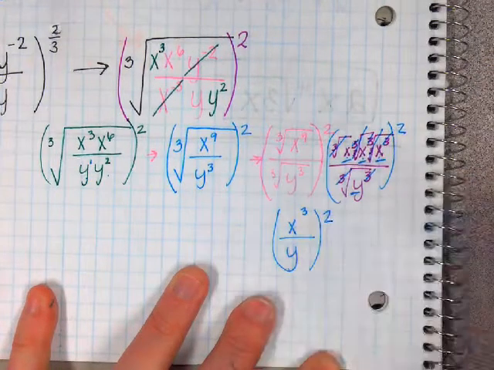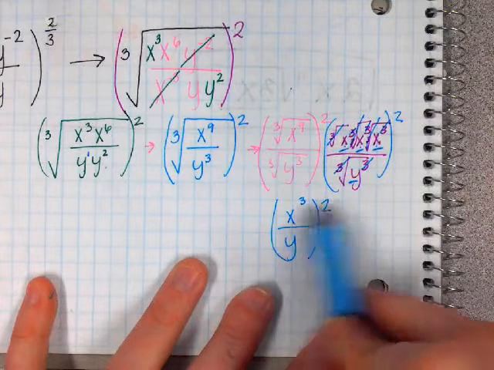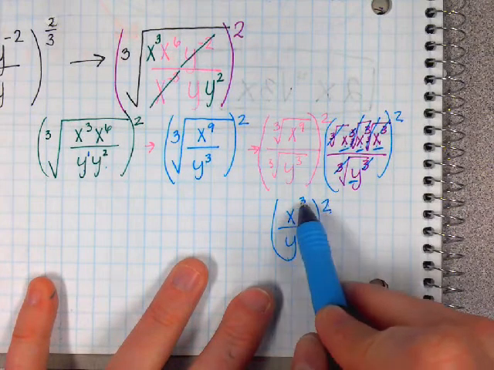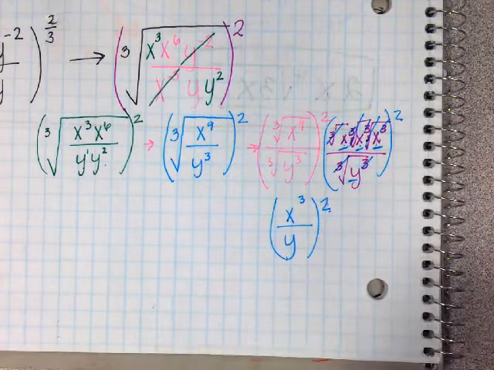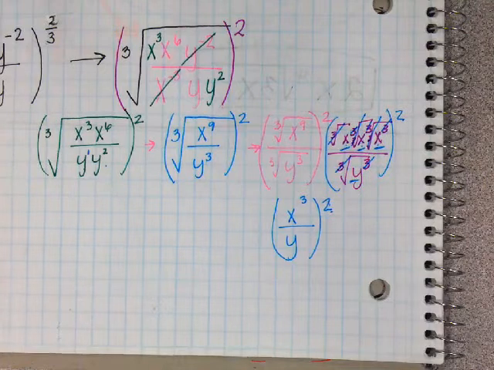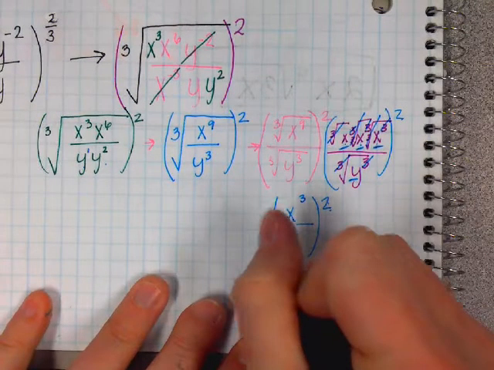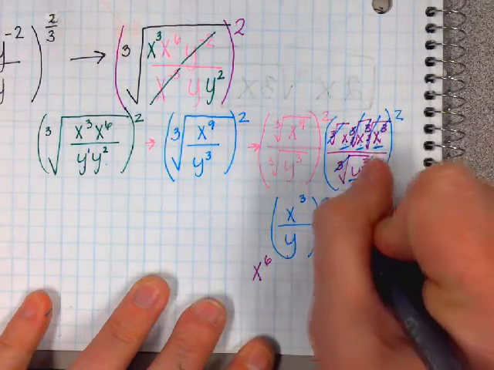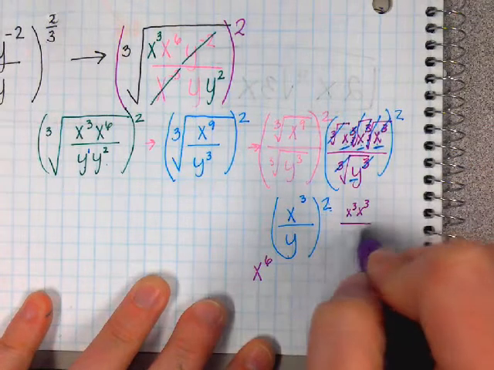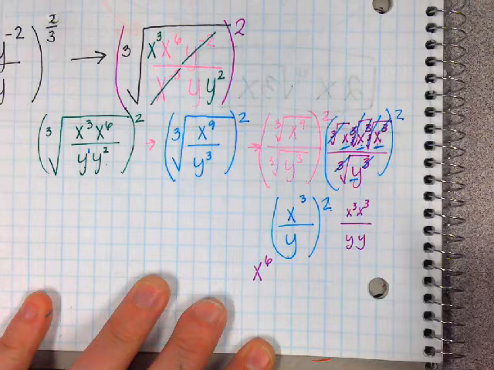And then again, don't forget about the squared. So then if we have this 2 times, or to the second power, we have x cubed to the second power. Or if you have x cubed twice, you would have x to the 6th, because x cubed and x cubed would make x to the 6th.